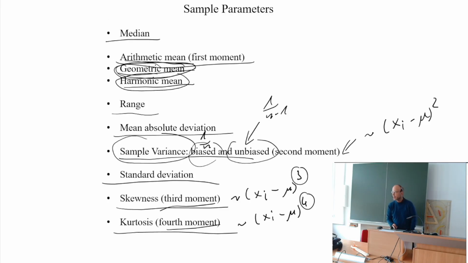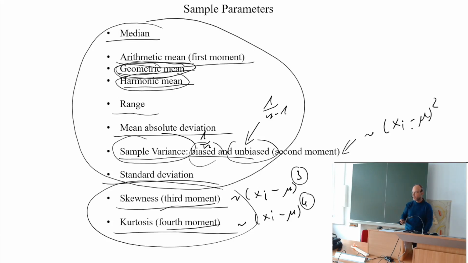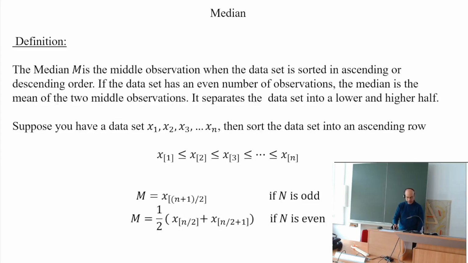Then we want to start with the main descriptive parameters we are calculating in statistics. I think you already know most of these numbers, and maybe I will introduce two new ones for you: the so-called skewness and kurtosis. Then please remember what the median is.